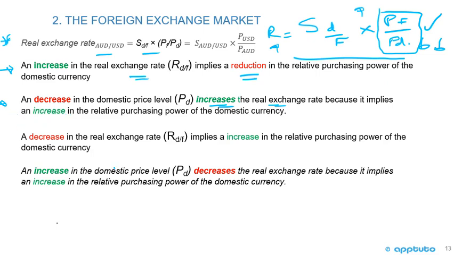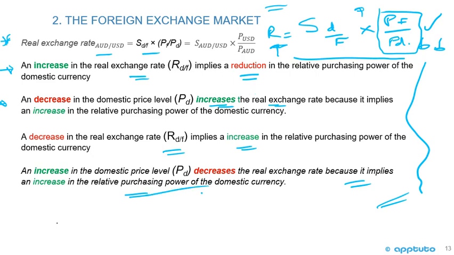Okay? So again, just spinning it, a decrease in the real exchange rate implies an increase in the relative purchasing power of the domestic currency, and an increase in the domestic price level decreases the real exchange rate. So, on first blush, if you're reading through these sentences and trying to memorize the rules, that's not the way to do it. The way to do it is to look at the formula, understand the numerator and denominator, what's going up, what's going down, and how does that impact the R. Then this whole slide becomes really easy to understand. Very important slide.